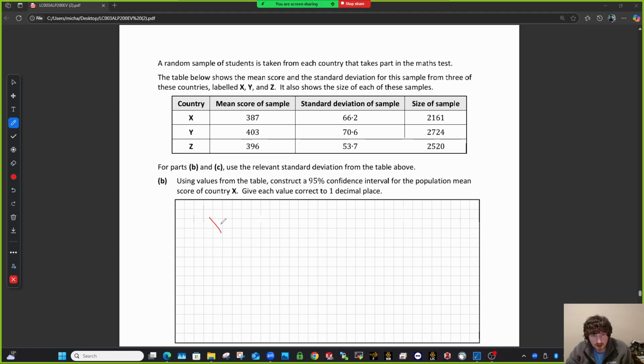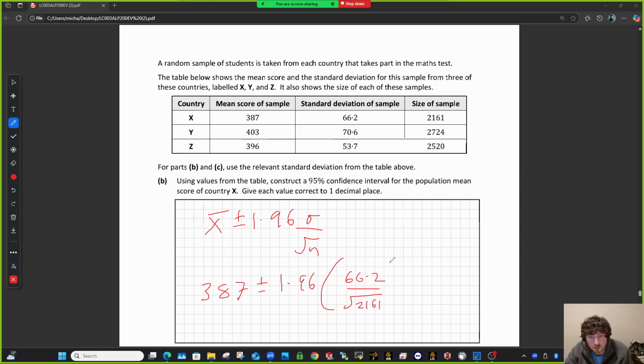A 95% confidence interval. So you just need to know your formula, sigma over root n. We're to do this for country X, so we go 387 plus or minus 1.96 multiplied by 66.2 over root 2161. And then that gives a mu in the middle, and the lower limit I got to be 384.2, and the upper limit 389.